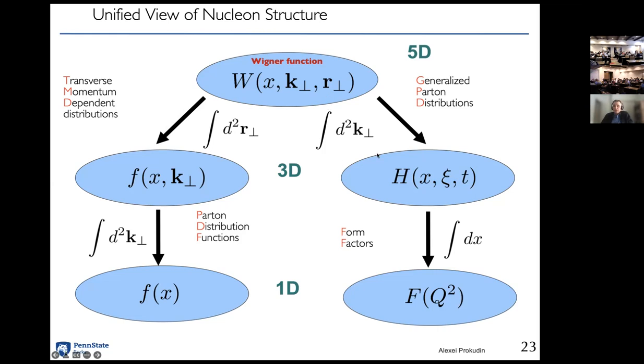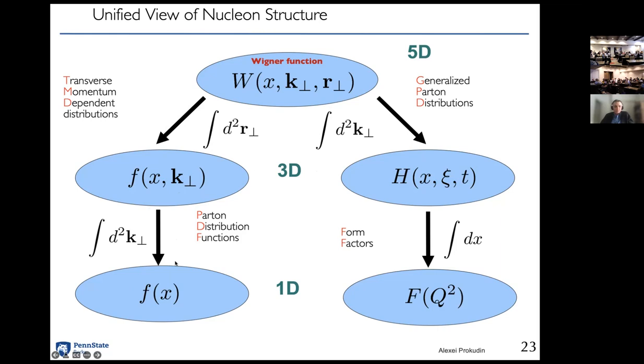If we integrate out information about the transverse motion of partons inside of the nucleon, then we can reduce the Wigner distribution to the generalized parton distributions, GPDs. Now they will also depend on three variables, and those variables are called x, xi, and t. Xi is skewness, t is the momentum transfer, x is the collinear momentum. We can go further in reduction. If we integrate over transverse momentum in the transverse momentum dependent distributions, then we will reduce these 3D distributions to just collinear parton distributions.